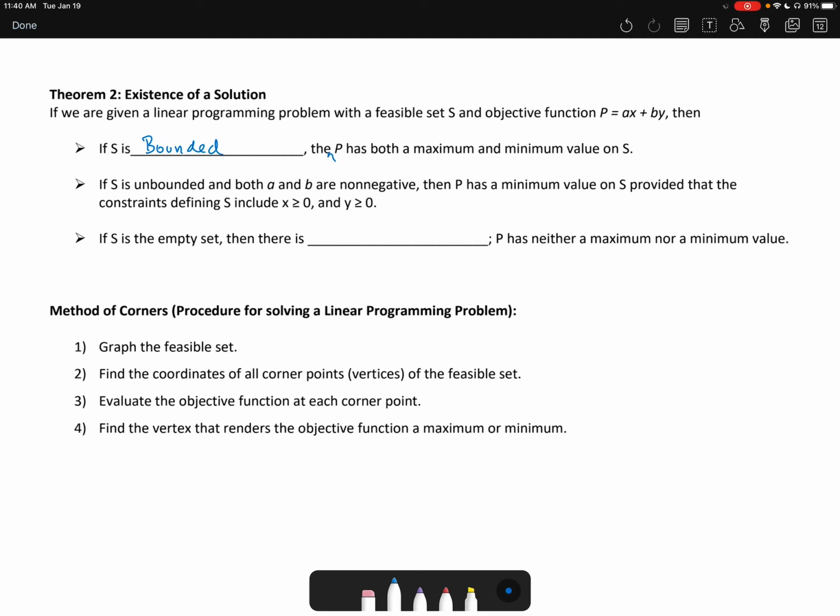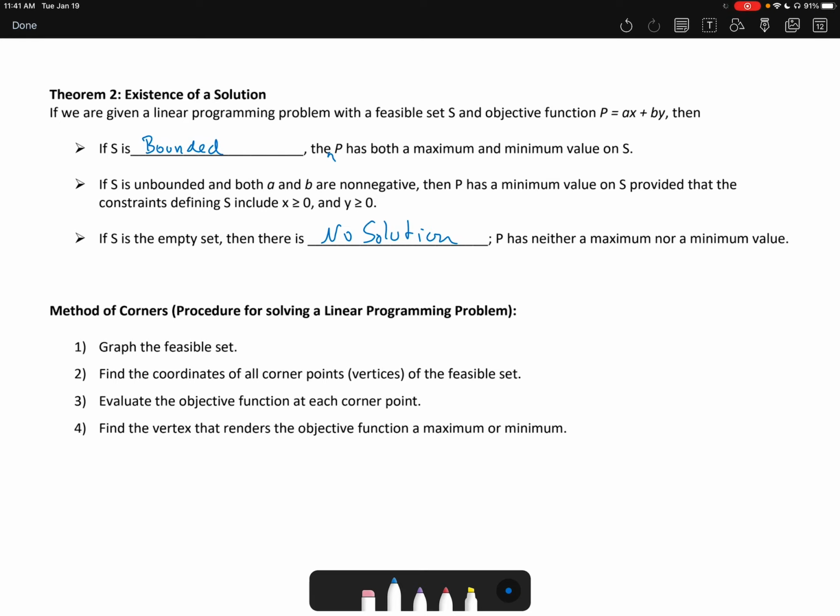If S is the empty set, then there is no solution. P has neither a max nor a min. So if when you are drawing it none of your shading overlaps in all the areas, if there is no place where all of them overlap, then you can't have a feasible region. Therefore you cannot maximize or minimize it because there would be no corner points in common.